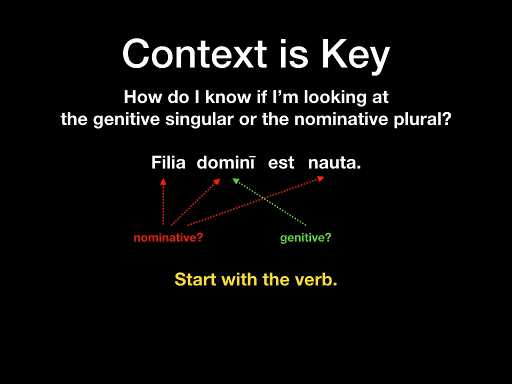So by process of elimination, domini is most likely genitive singular and means of the master. By the same token, nauta is likely a predicate noun, something we will talk about later this week. So this sentence means the master's daughter is a sailor.